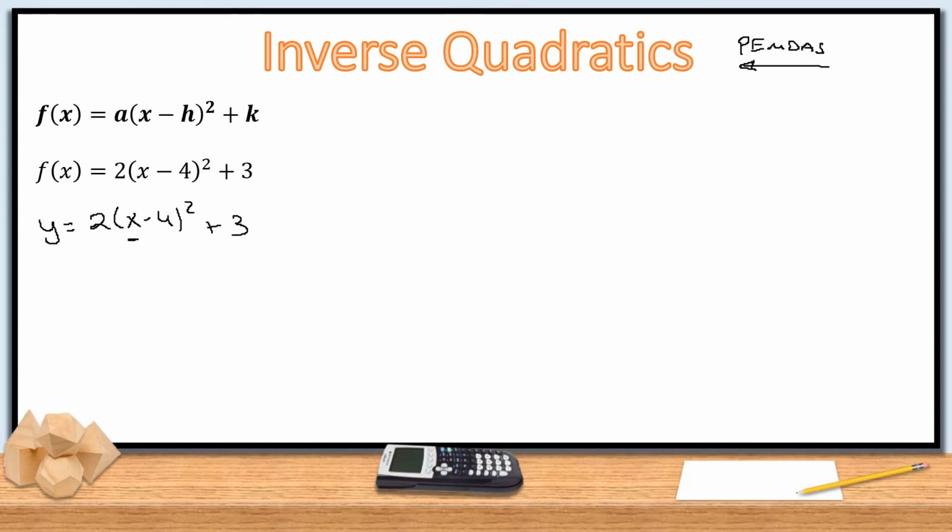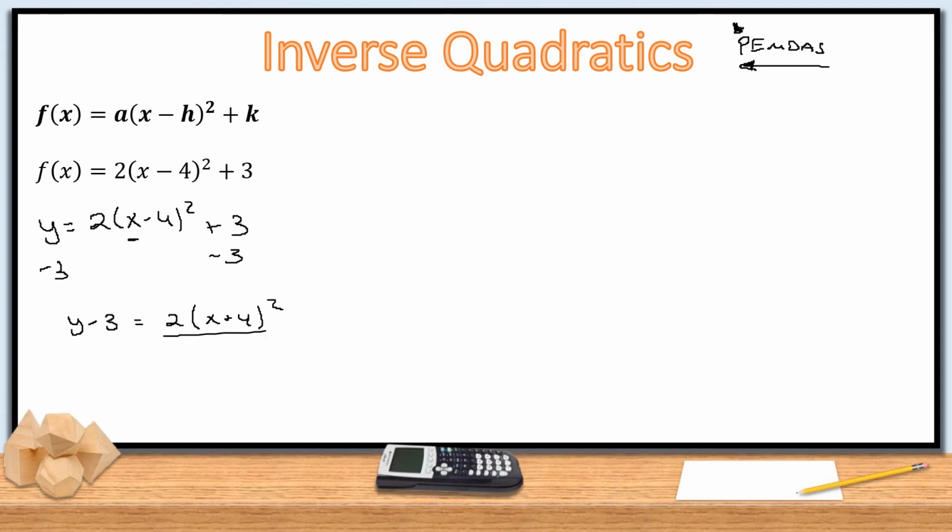If we're isolating a variable, we're doing it in reverse. So any addition, subtraction, get rid of it. So you're working back towards x. So the x minus 4 is inside a parenthesis. Parenthesis comes last in terms of my order of operations for isolating. So I've got to leave that till last. So the plus 3 is going to go first. So minus 3 on both sides. So y minus 3 equals 2 times x minus 4 squared.